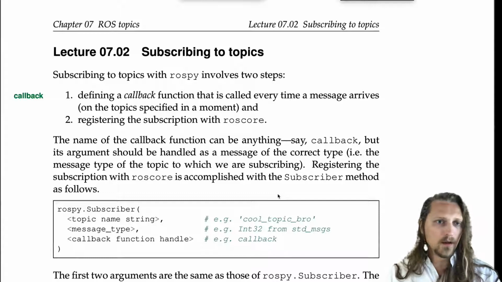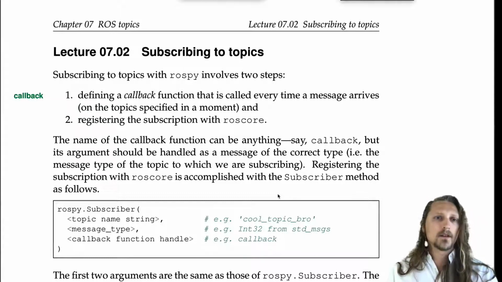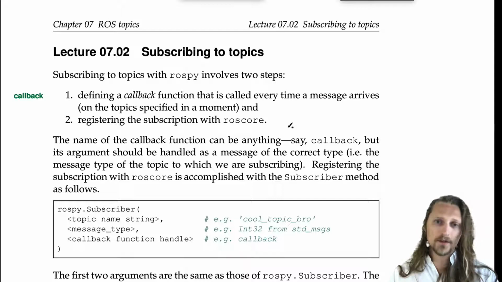Right, so welcome to Lecture 7.2, Subscribing to Topics. Subscribing to topics with ROS-Pi, which is what we're using in this course, the Python version of writing packages in ROS, involves two steps. Defining a callback function that is called every time a message arrives on the topic specified in a moment, and registering the subscription with ROS core to that topic.